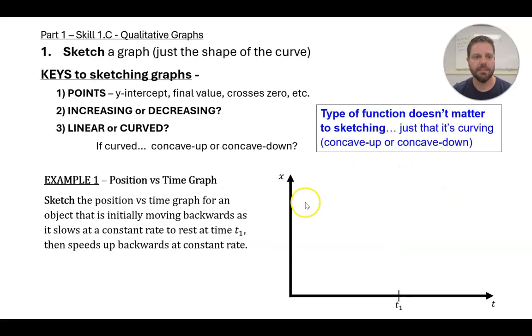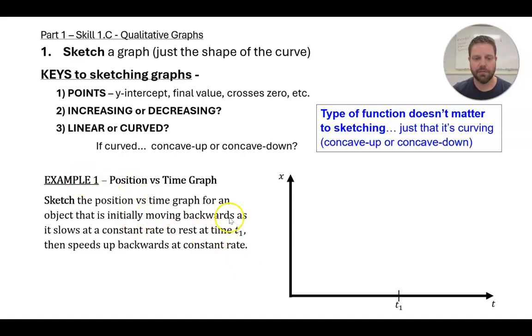Let's take a look at an example here. We're going to be sketching a position time graph on these axes provided to us, and it's giving us a description of the motion. It's saying the object is initially moving backwards as it slows at a constant rate to rest at time t1. Then it speeds up backwards at a constant rate. So we need to split this into two pieces, before t1 and after t1. So let's start at the beginning.